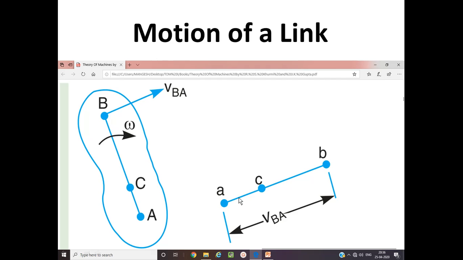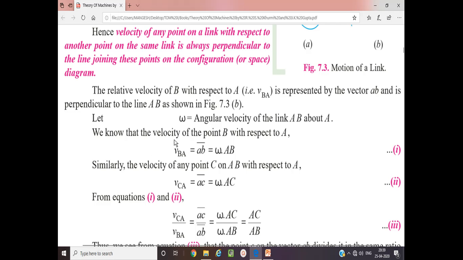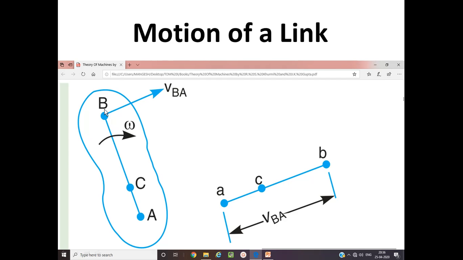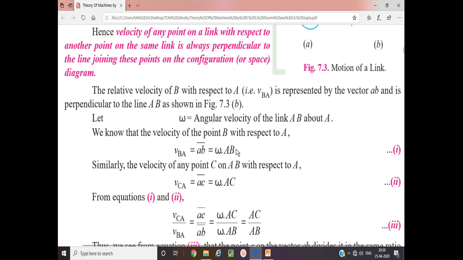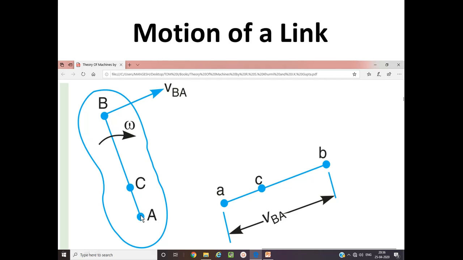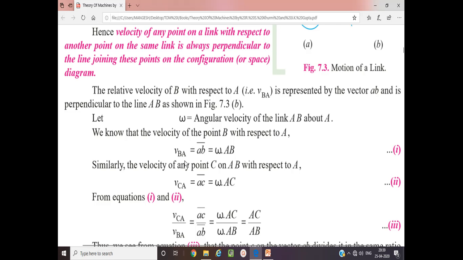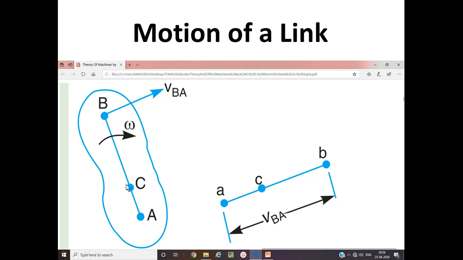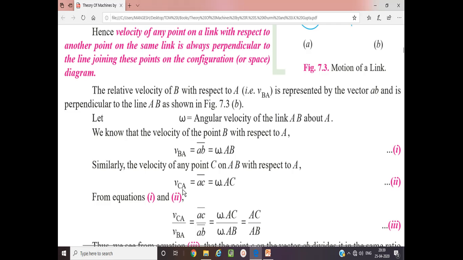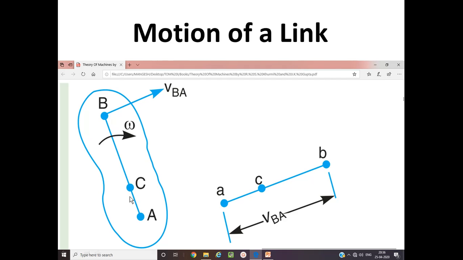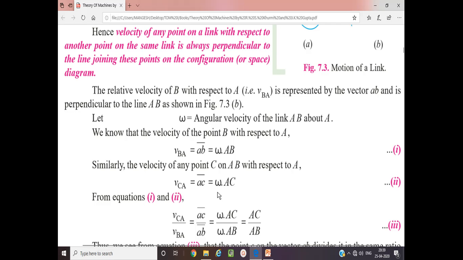So from A I have drawn one vector AB, which is equivalent to the velocity of B with respect to point A. Its value can be calculated as V equal to R omega, where omega is the angular velocity of this link, and R is the AB distance, the distance between the 2 points, B and A. This distance into omega gives the value of the velocity of point B with respect to point A. Similarly, if I consider another point C on the link, the velocity of C with respect to point A is once again R omega, but R will in that case be the distance between C and A. So the velocity of C with respect to point A is equal to omega times AC.